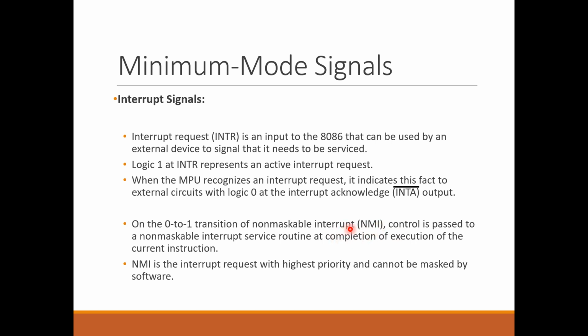Whenever this happens, whenever this pin is logic 1, the microprocessor must respond to it, must suspend the execution of the current instruction and hand over control to that external device which has sent the interrupt signal through this pin. So this one is the same as interrupt request but with the highest priority, which cannot be masked.